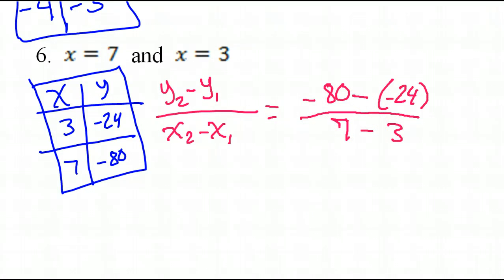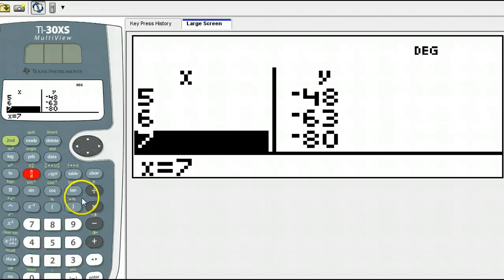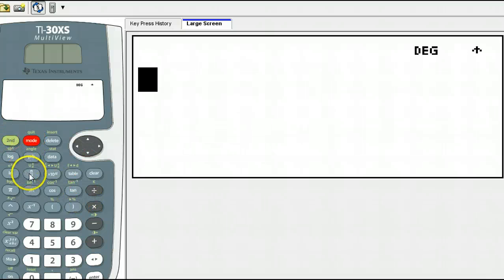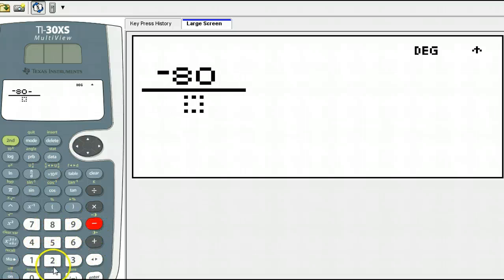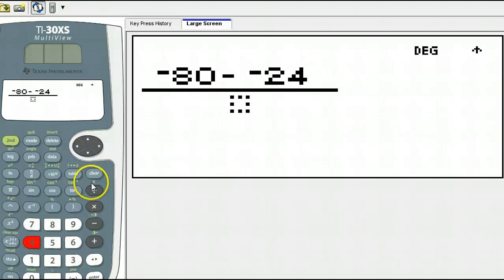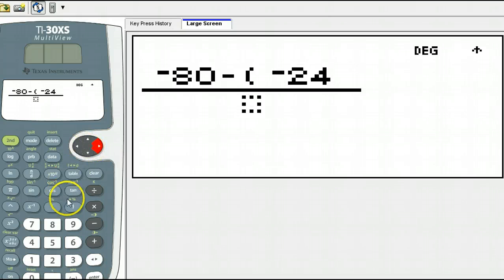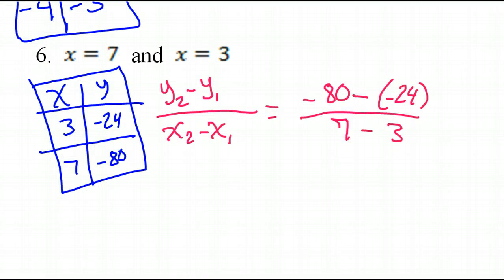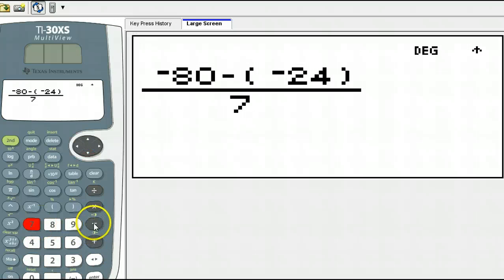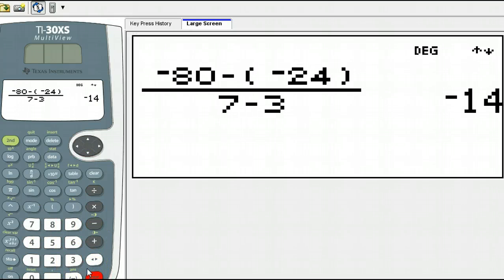Let's just go ahead and type this into the calculator, shall we? Negative 80 minus negative 24. Okay, so it's negative 80 minus negative 24. Oh, I meant to put that in parentheses. Okay, there we go. Negative 80 minus negative 24. And in the bottom, we have 7 minus 3. So you get negative 14.